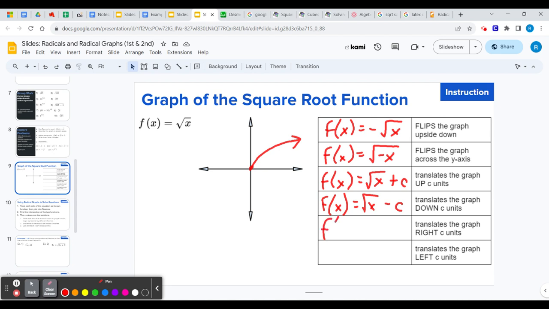Moving to the right is our funky one. It's inside of our square root, but it is subtracted: x minus c on the inside. And moving our graph left, again, it's funky. It's opposite what we expect: square root of x plus c.